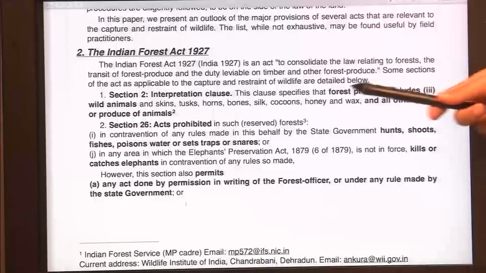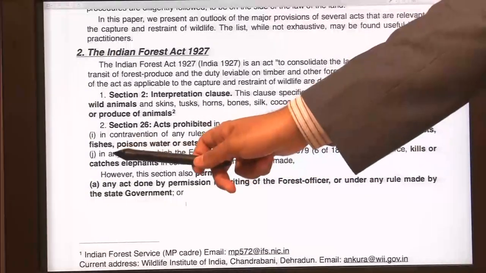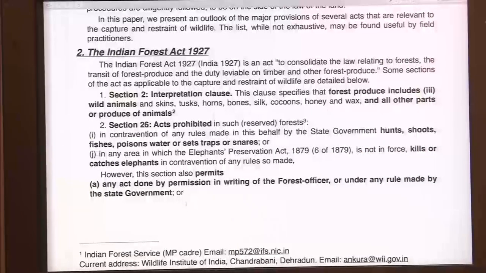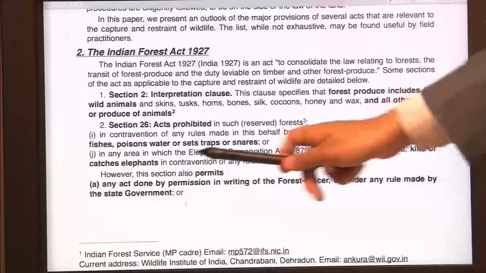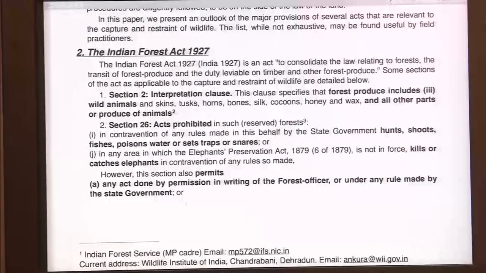Then the acts prohibited: hunting, shooting, fishing, poisoning of water and setting of traps and snares. Now, when we say hunting, hunting involves a number of other activities that we will soon come to. Shooting, fishing, poisoning water or setting up of traps and snares. These are the things that we normally use to capture wildlife. So, all of these are governed by the Indian Forest Act.